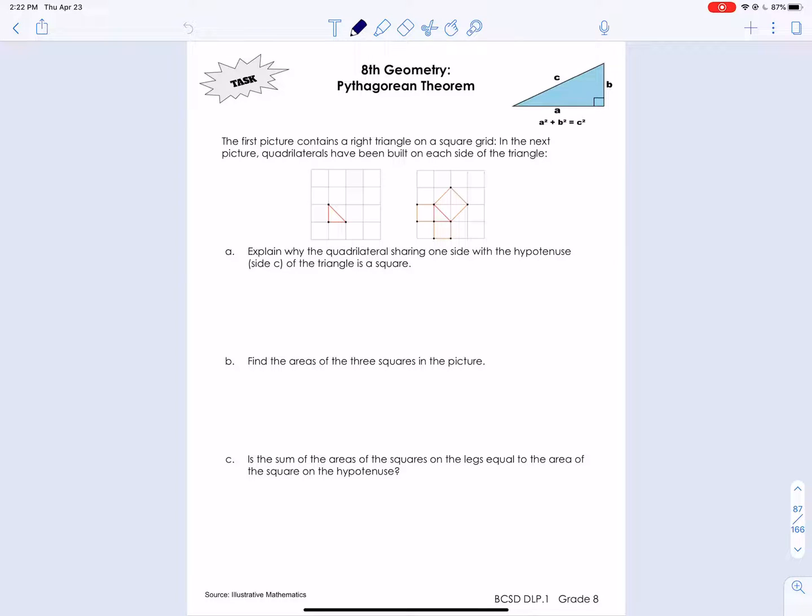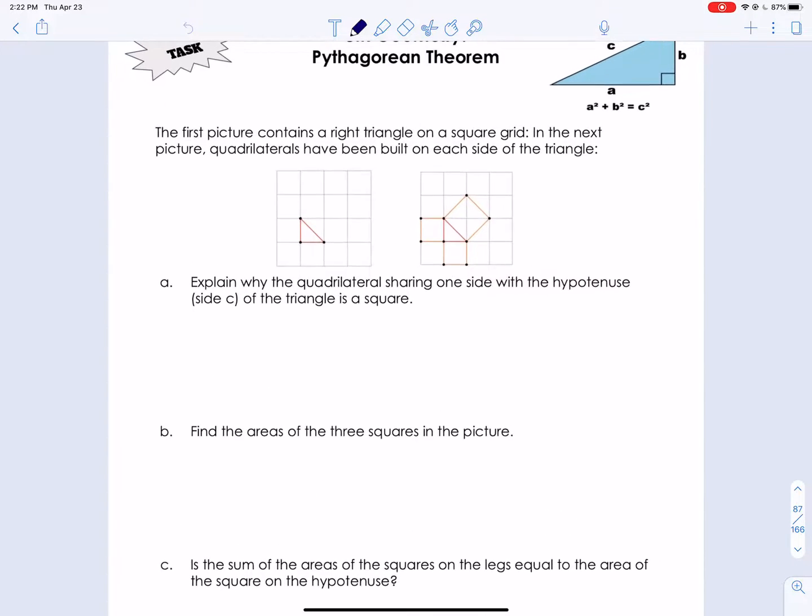Okay, so this is day 8 for the second distance learning packet and the math section. All right, so our task is a Pythagorean Theorem task, and we have a couple of drawings here, and we have to answer these 3 questions. So let's take a look at the drawings first.